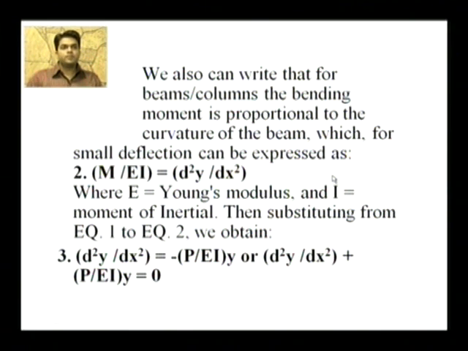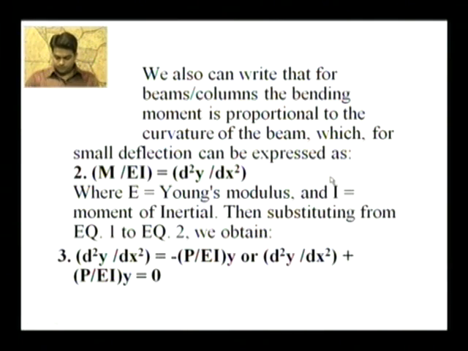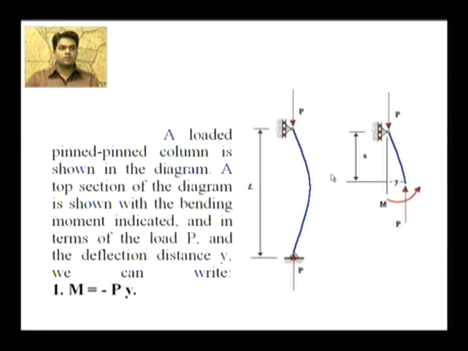We can also write that for beam columns the bending moment is proportional to the curvature of the beam, which for small deflection can be expressed as M divided by EI is equal to d2y by dx square, where M is the bending moment, E is the Young's modulus and I is the moment of inertia. Then substituting from equation 1, M is equal to minus Py.